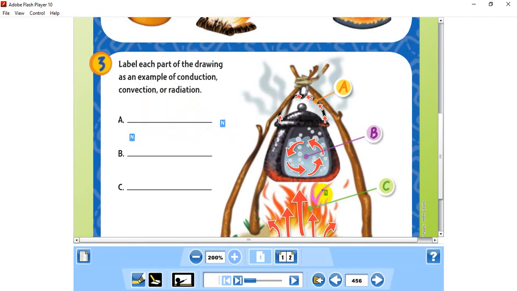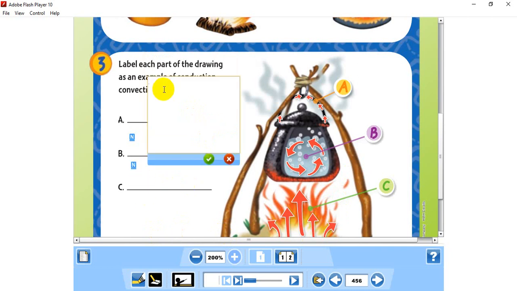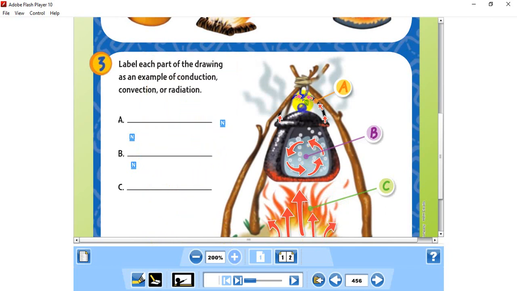Okay, what about the fire? The fire itself produces exactly what, guys? Radiation. So we will write here radiation. Okay, so radiation, convection, conduction.